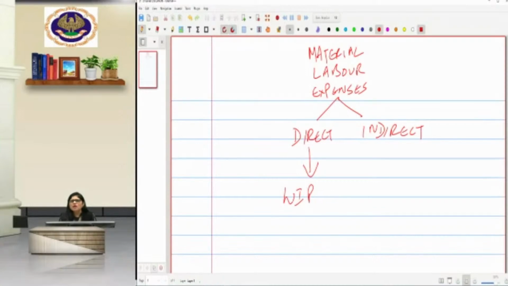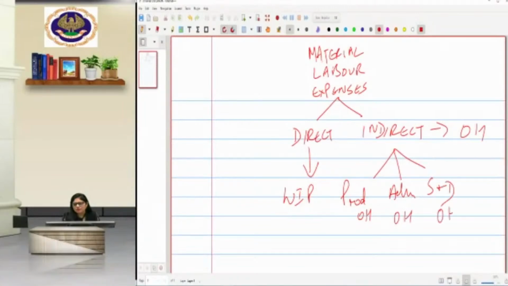It's the main production account where every cost will be transferred to calculate the total cost of a product or a job. So direct material, direct labor, direct expenses will go to WIP account. WIP is work in process. Indirect, I hope by now you must have done overheads. So indirect are also called overheads. There are three types of overheads: production overhead, administration overhead, and selling and distribution overhead. Everything indirect, whether it's a material or a labor or expense, will go to overheads.